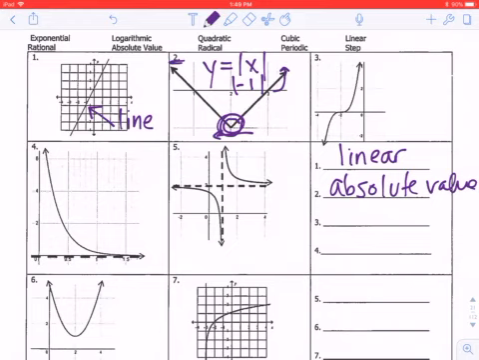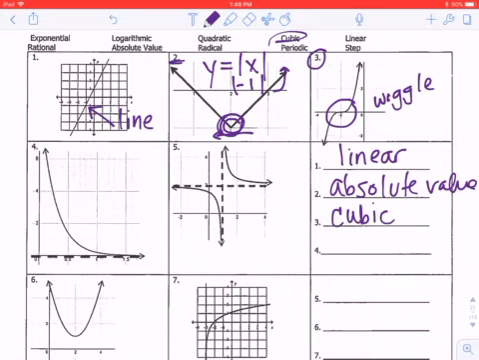Our third function has this little curve in the middle. Later in the year, sorry about that, we are going to call that a wiggle, okay? This is going to be a cubic function. Cubic functions are going to give us a little wiggle through a point.